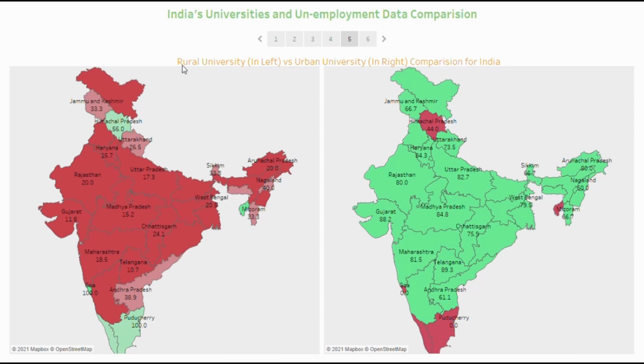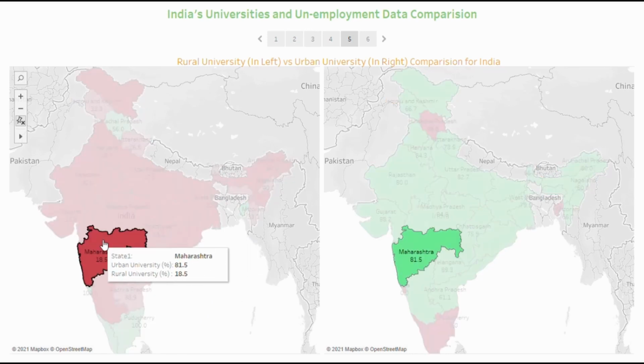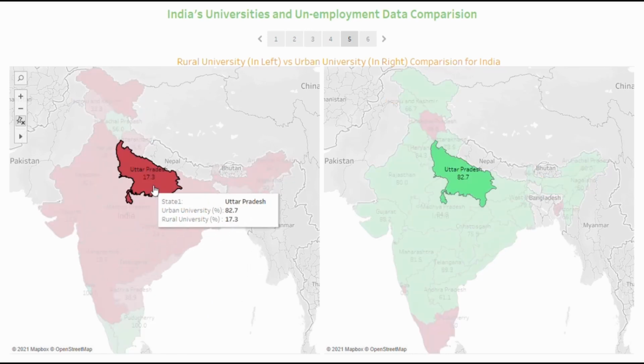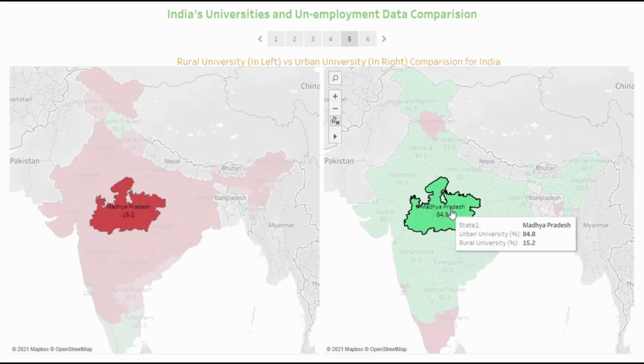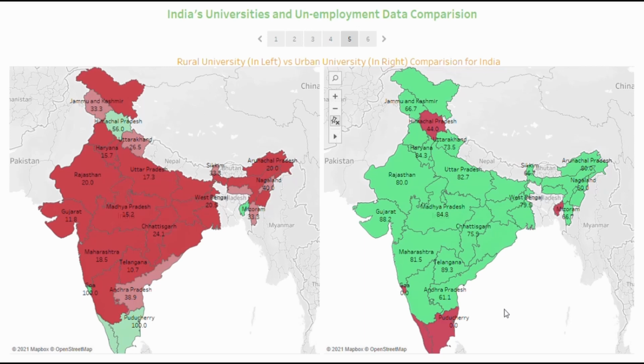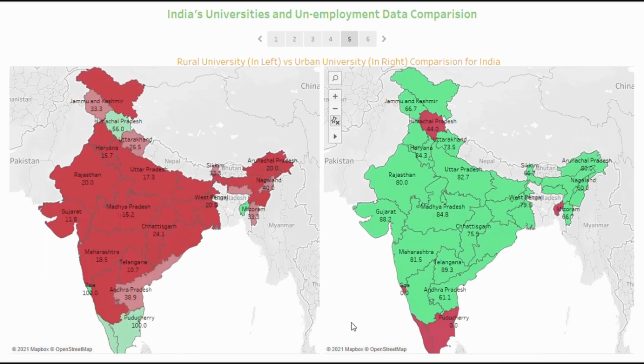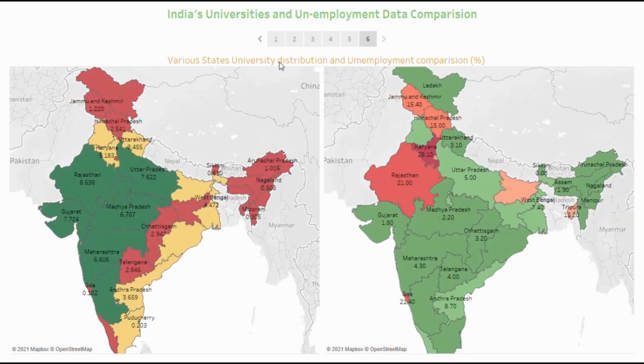The next step is a map chart, which is a comparison of urban and rural university data in percentage. On the left we have rural data and on the right we have urban data for the universities. Here you can clearly see rural India has fewer universities, which is why it's showing in red. Most of the universities are in urban areas. Most states in rural areas have less than 20% of universities, while 80% of universities are on the urban side. Some of the states doing well in rural universities are Tamil Nadu, Kerala and Himachal Pradesh.